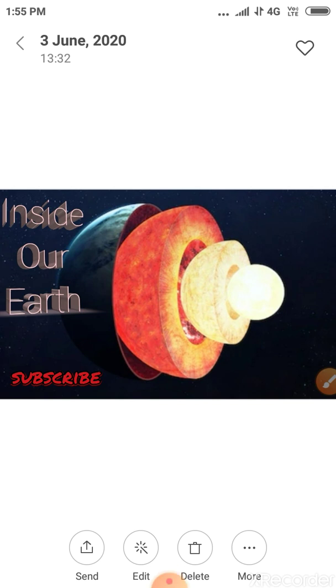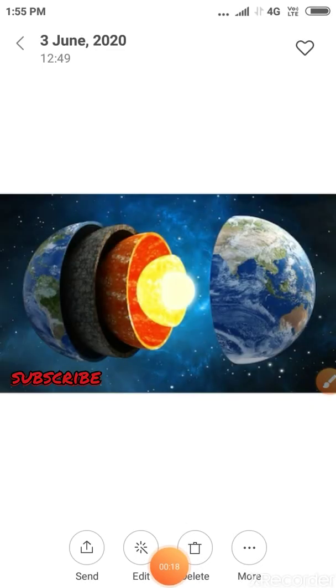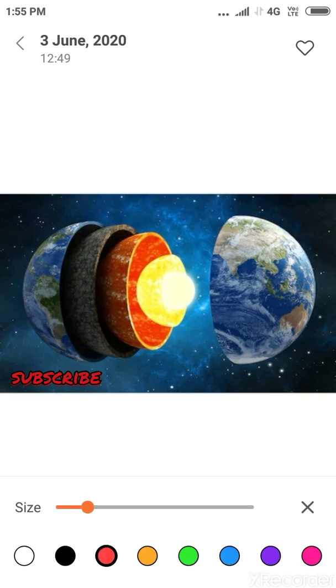This is chapter 2, Inside Our Earth. I tell you, planet Earth. The Earth in which humans live is not absolutely spherical in shape. That's why I show you the interior of the Earth. Look at this picture. There are different layers present in this picture.